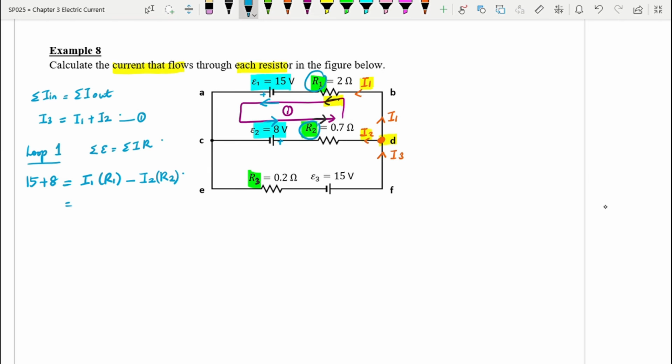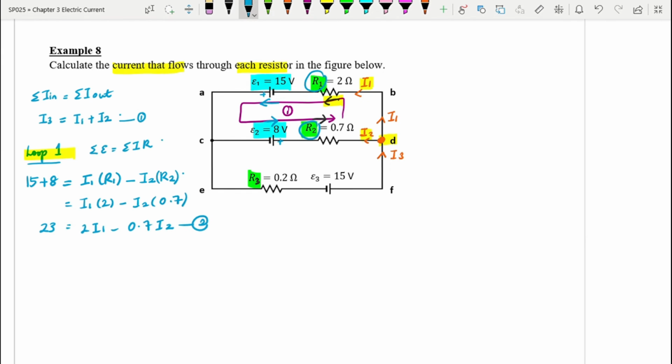Okay. I1 kita belum lagi tahu nilai sebab itu yang kita nak cari. R2 kita adalah 2. I2, R2 kita adalah 0.7. So hanya ada 2 resistor. So equation dia jadi 2I1 minus 0.7 I2, 15 plus 8 is 23. So that is the equation number 2, yang kita akan dapat daripada loop 1. Okay, so dah selesai loop 1.